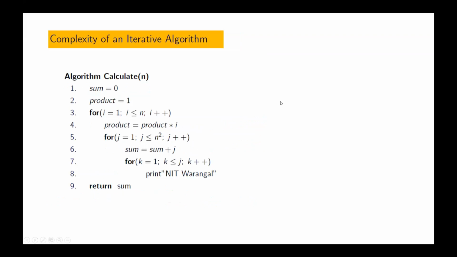Now, please tell me how many times NIT Warangal is printed when n is given as input. Let T of n be the number of times NIT Warangal is printed when n is given as input. Then what is T of n value?